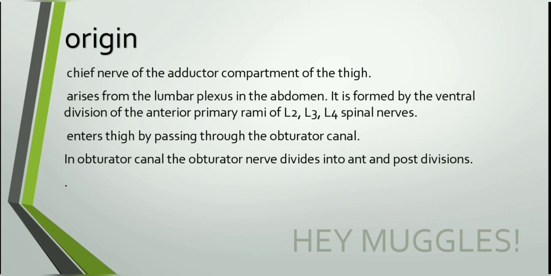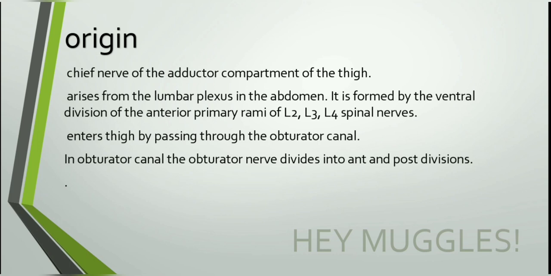The obturator nerve is the main nerve of the adductor compartment of the thigh, that is the medial compartment of your thigh. The front of the thigh is supplied by the femoral nerve. We have already discussed it. And now the medial compartment of the thigh is supplied by the obturator nerve. That is the adductor compartment.